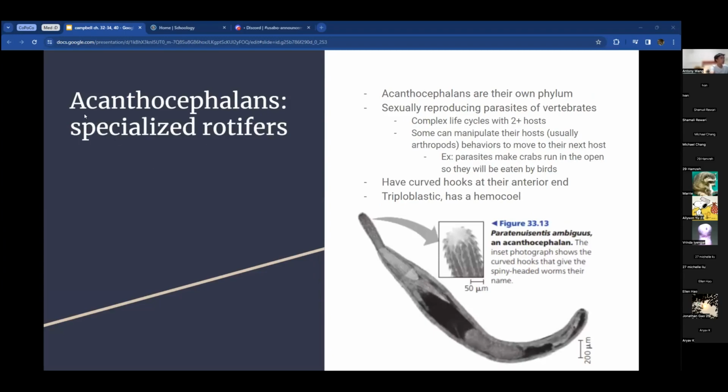Acanthocephalans. These are just specialized rotifers. They're also parasites, with complex life cycles. Some creepily can manipulate their hosts. Parasites make crabs run in the open, so they will be eaten by birds. Like tapeworms, they also have a structure at their anterior end that allows them to attach better. Hook over.